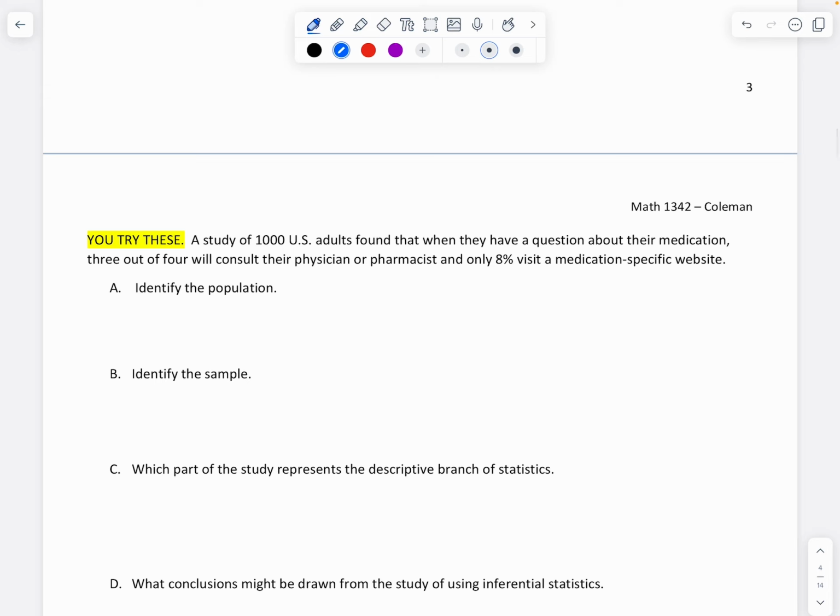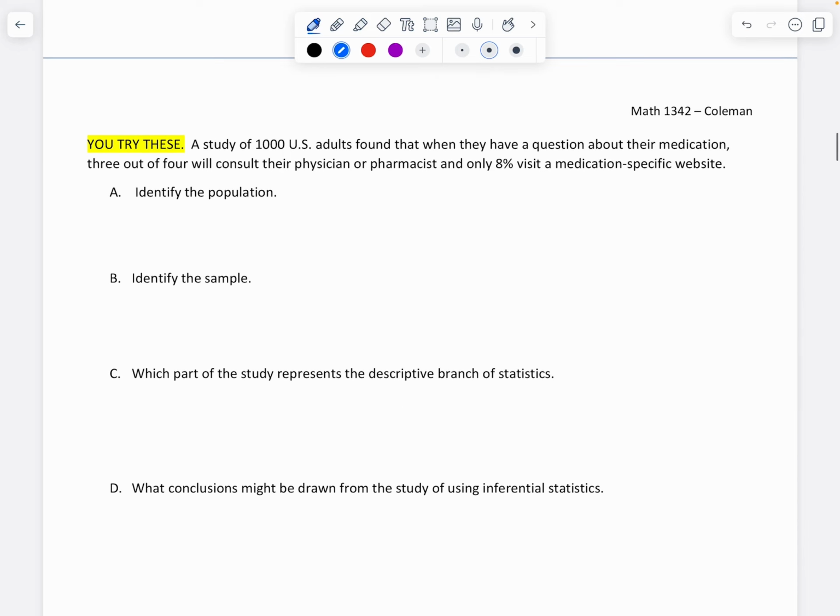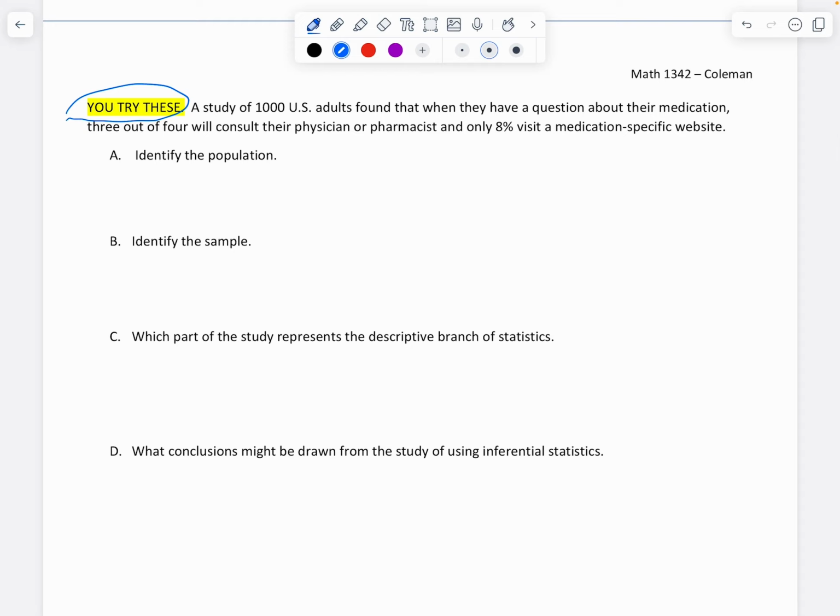And then we're going to wrap up this section with the opportunity for you to try one on your own. So give this a whirl and fill in the blank. You're going to do the same thing. Find the population, identify the sample, and then which part of the study represents the descriptive branch, and then how might you draw some conclusions. And that's going to wrap up our first section.